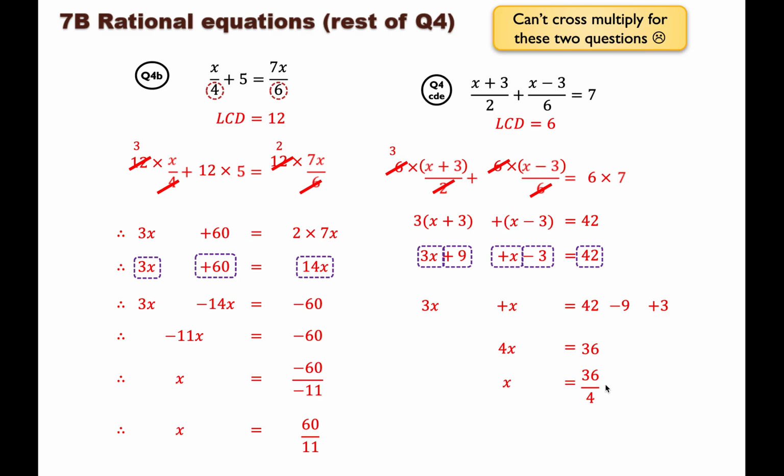But can we give our answer a little bit nicer than that? A little bit simplified? That would be nice. Be easy to understand. What is 36 divided by 4? It's actually a whole number. 36 divided by 4 is 9. So the answer here is just x equals 9.